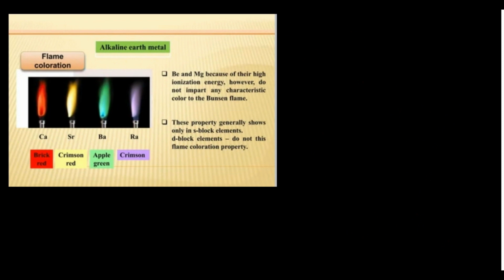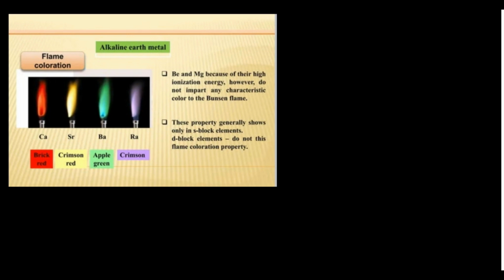Now moving to the next thing, which is the flame coloration. I have also explained flame coloration in case of your alkali metals, but here, if you see where I have started, I have started from calcium, and then strontium, and then barium, and radium. So I didn't include magnesium here, and I didn't include beryllium here. That means beryllium and magnesium will not give the characteristic flame color. Why? Because their ionization potential is quite high, and very high energy is required to remove the electron from them. So that's why beryllium and magnesium will not impart any color to the Bunsen flame. While calcium is brick red, strontium is crimson red, barium is apple green, and radium is crimson.